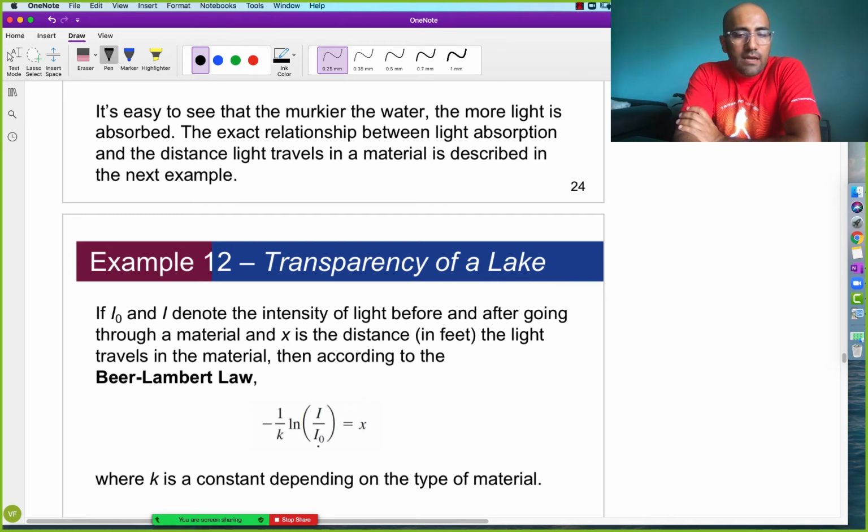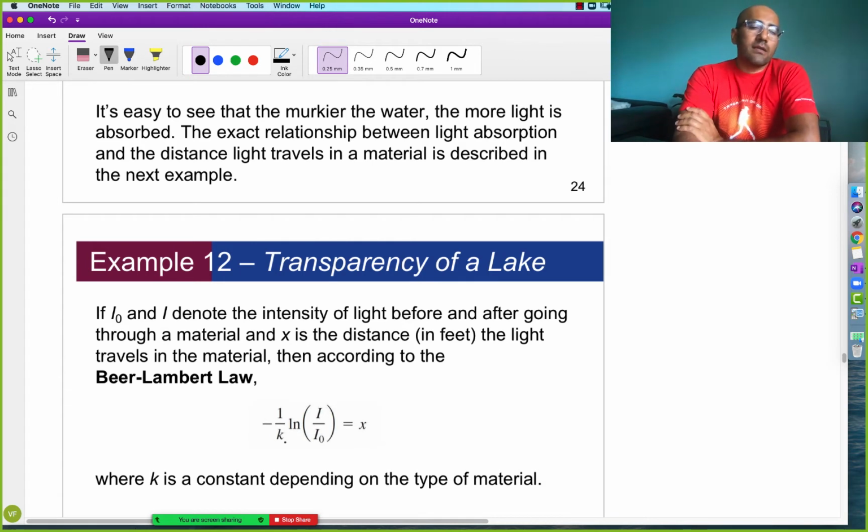So I naught is the initial intensity, right, before it hits a surface, let's say the intensity of light at the surface of water, and then it goes through a certain depth. Depth is x, so maybe 3 feet underwater, 10 feet underwater, 100 feet underwater, so the depth underneath. Capital I is the intensity of the light at that point, at that depth.